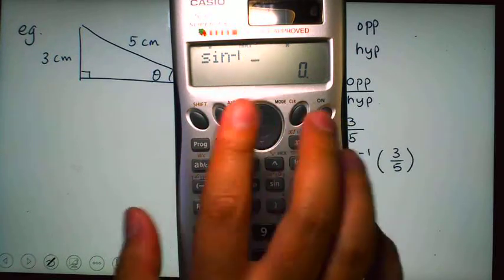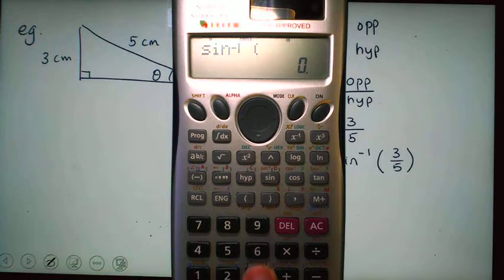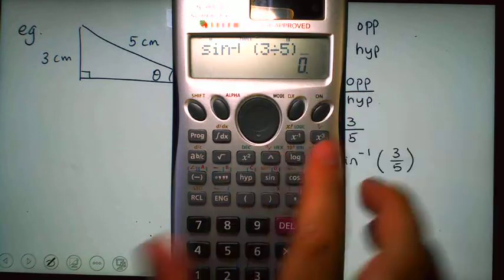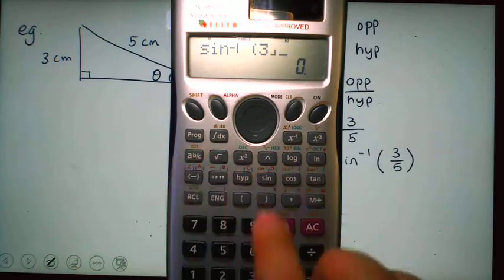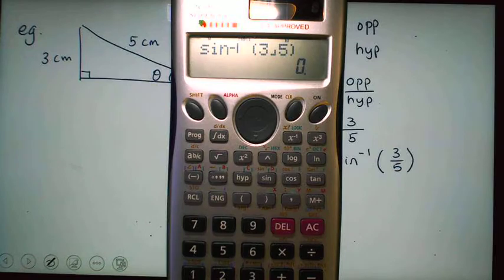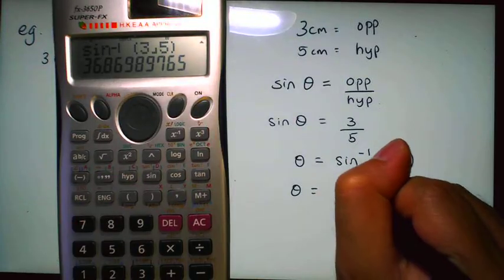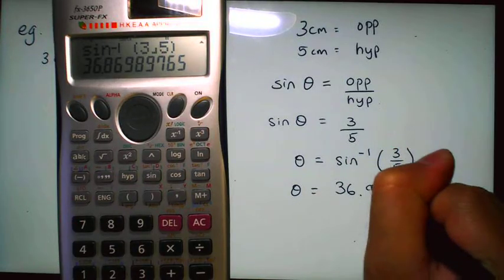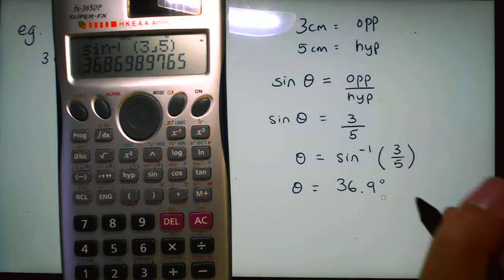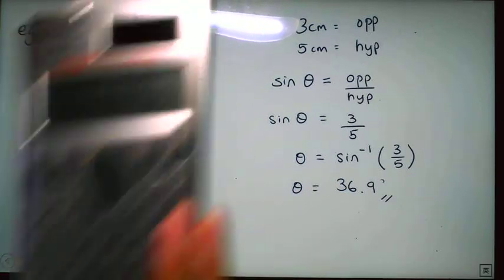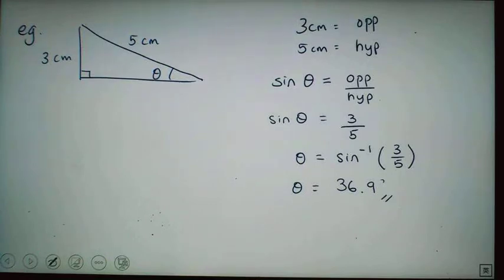Sine to the power of -1 of what? Bracket 3 divided by 5. Or if you just want to use 3 divided by 5, or the fraction button, 3 over 5, it means the same thing. Equals 36.9. Round to 1 decimal place, and the answer will be 36.9 degrees. And that's the answer. Any problems with that? Okay, so that's the first example.